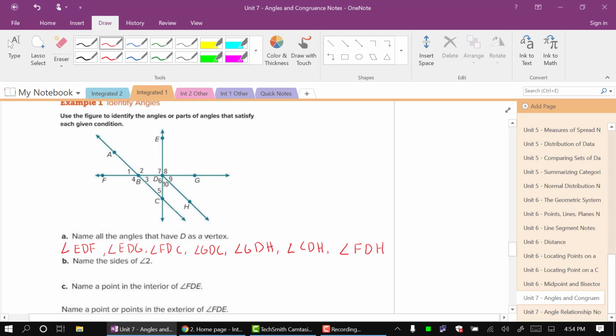Name two of the sides of angle 2. Angle 2 would be right here. So what would be the sides of angle 2? Well, that would be ray BA, and that would also be ray BG.